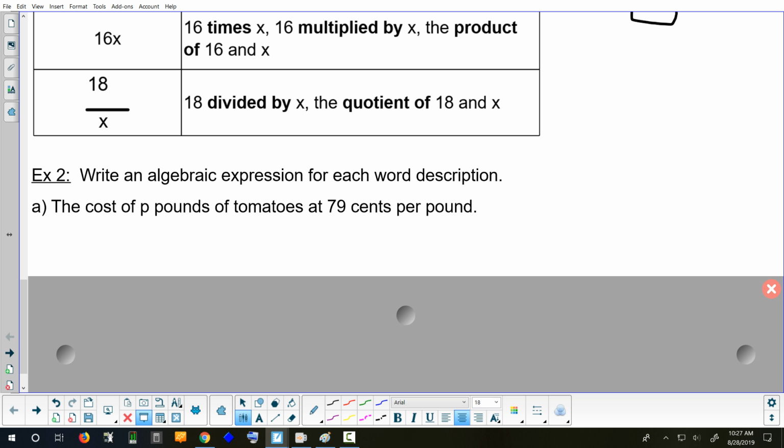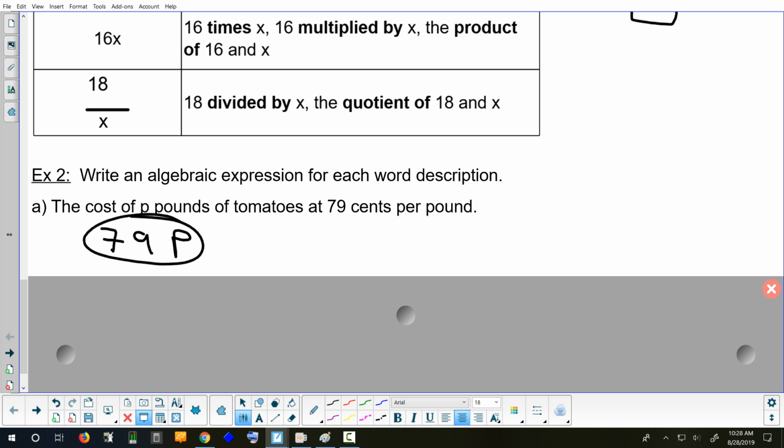So for here, I just kind of want you to think of the operation. If you buy P pounds and every pound you buy is 79 cents, would you involve addition, subtraction, multiplication, or division? You buy P pounds and every pound you buy costs another 79 cents. Yeah, Kate? 79p. Yeah, exactly. It's 79p. Why is it multiplication? Because for every pound you buy, it's another 79 cents.